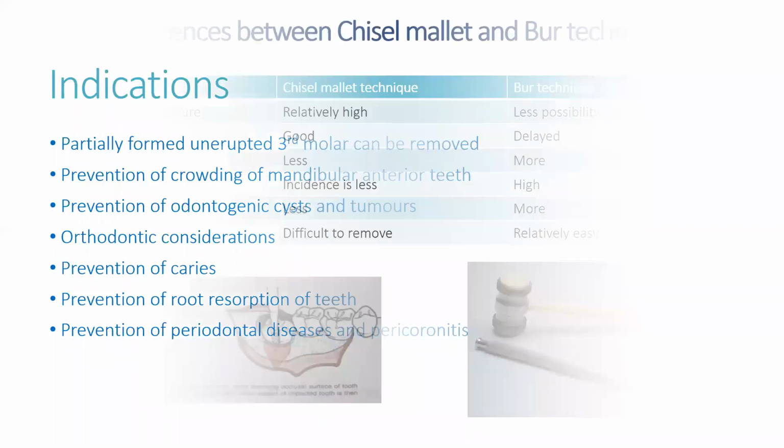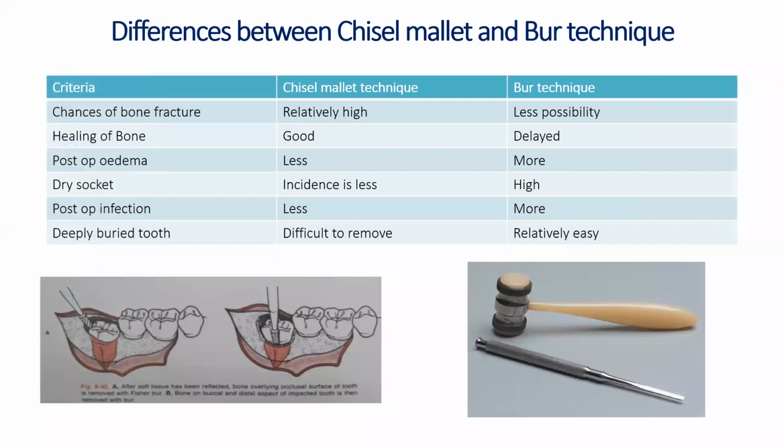Now coming to our last SAQ, differences between chisel mallet and burr technique. Chisel mallet technique, as you can see, a chisel and a mallet is used. A chisel, as you can see, is a monobevel instrument used for removal of bone. It has a heavy metal or a fiber handle. For cutting or removal of the bone, the bevel is placed facing towards the bone to be removed.